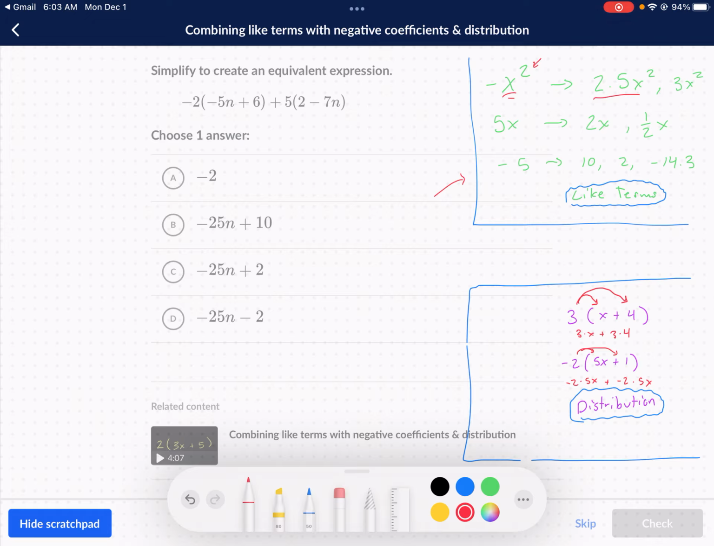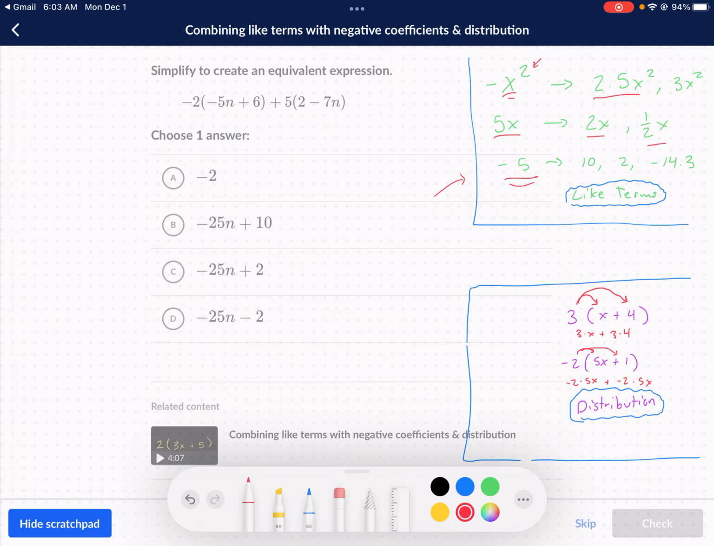So if I have 5x, then I could have 2x, I could have 1/2 x. It doesn't matter what the number or the coefficient is in front of that x. It just has to have the same variable, the x, and the same power, which in this case is an implied 1. And if I have what are called constants, which are just numbers, like -5, they can only be combined with other numbers. But it could be any number. It could be a fraction, it could be a decimal, like 10 or -14.3. Those are like terms. So that's something to keep in mind, that we can only combine like terms.